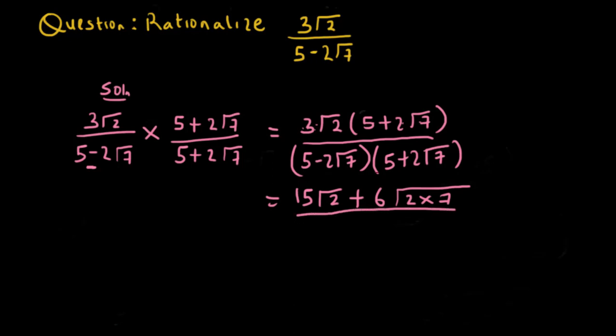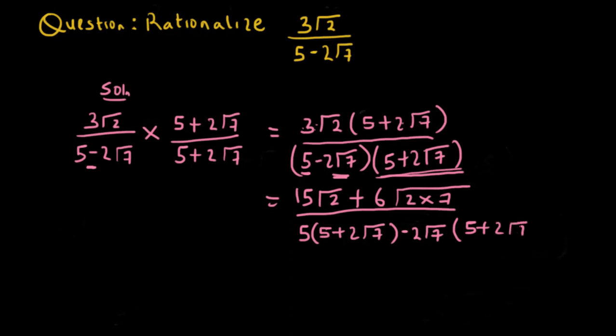Now we need to expand this bracket. Now remember 5, the first number here. So we have 5 into brackets, all of this, 5 plus 2 root 7. Then we take the second one, minus 2 root 7. Don't omit the sign. Into brackets, all of this. So we have 5 plus 2 root 7.